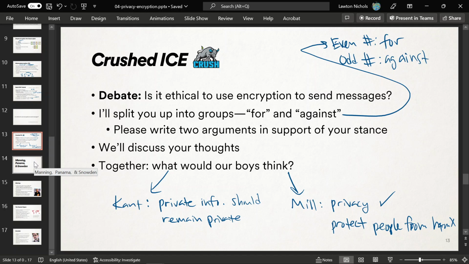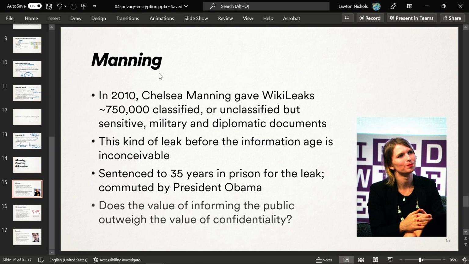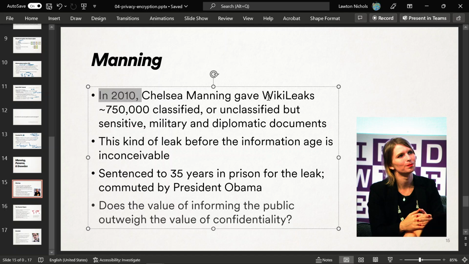I have one last subsection and then an essay for you. Okay, a new essay for you. Three topics, very similar to one another. Let's go through them. So first we have Chelsea Manning, who back in 2010 gave WikiLeaks, a very notorious website that you've surely heard of by now. Definitely look it up if you haven't.